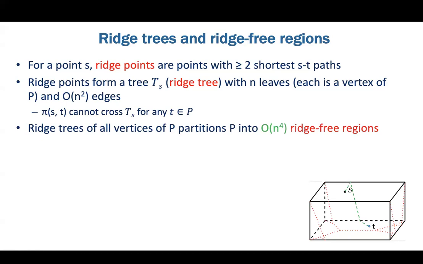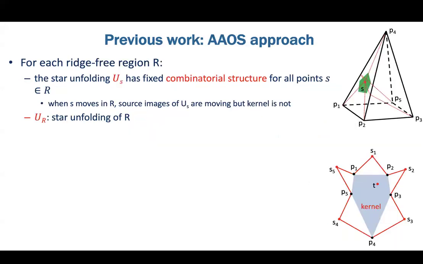So if you consider ridge trees of all vertices, you have n ridge trees, and their edges together partition the surface into n to the fourth regions, and we call those ridge-free regions. The ridge-free region has an interesting property that was used in previous work. For each ridge-free region R, in this example this green region is R, the star unfolding U_S has a fixed combinatorial structure for all points S in R.